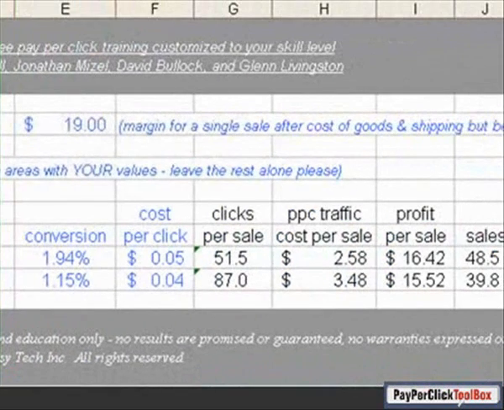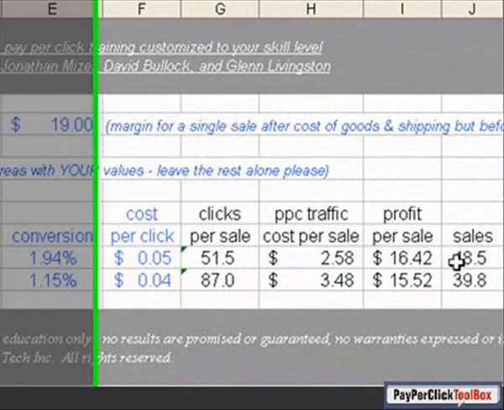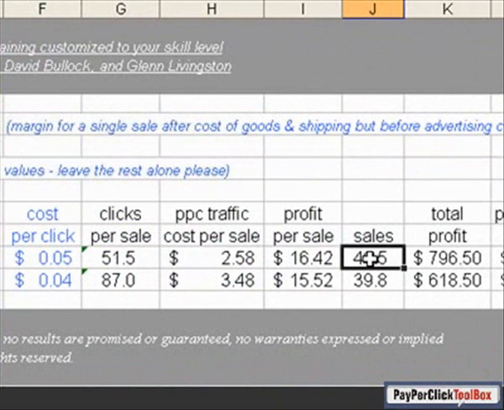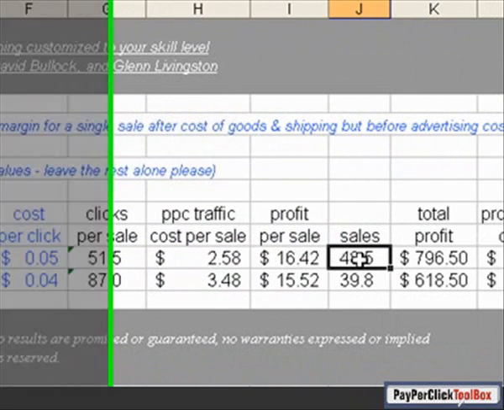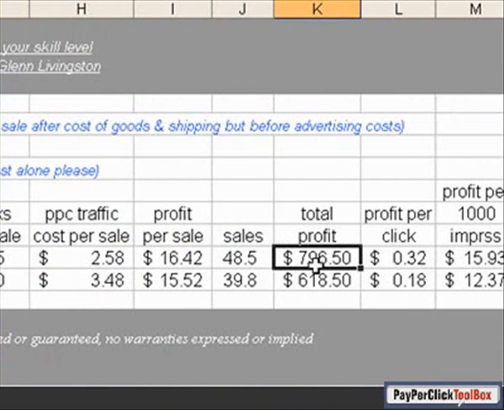And in this example, let me move my cursor all the way over here. On 50,000 impressions, with our conversion rate and our cost per sale, we're going to make 48.5 sales. And since we know we're making $16.42 per sale, we multiply that by the number of sales. And we see that the total profit we're making on that 50,000 impressions is $796.50.